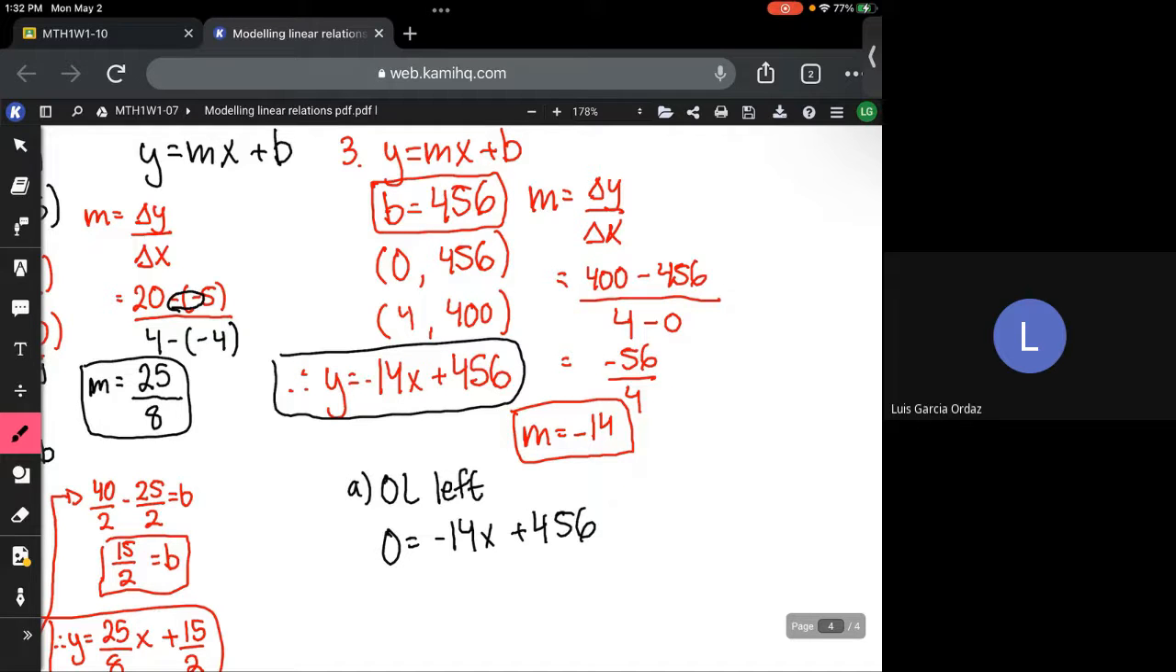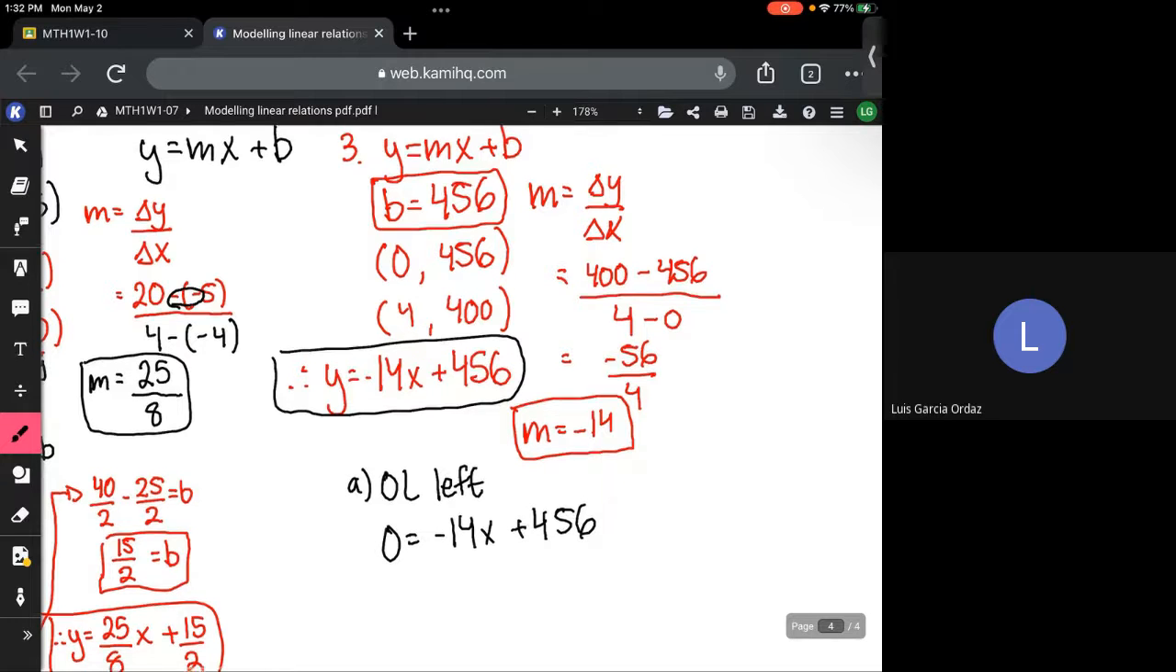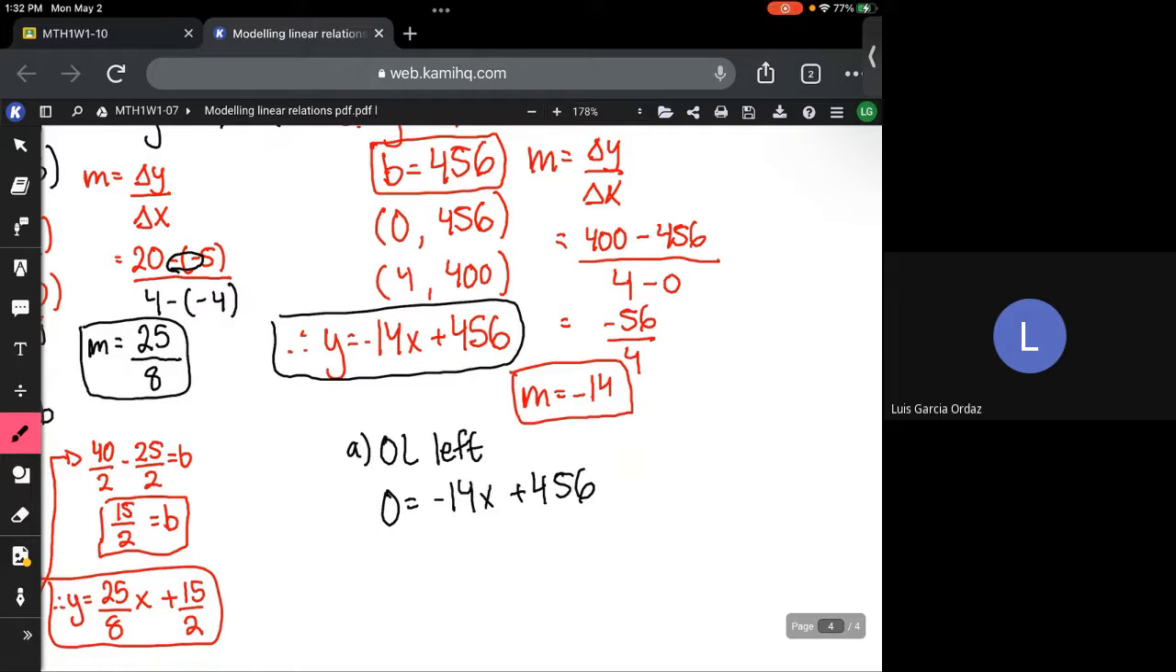Remember, I have to isolate x, so what's my next step? Move the 456 over to the left side, so it becomes what number? Positive or negative? Negative 456 is equal to negative 14x. So how do I leave x by itself?